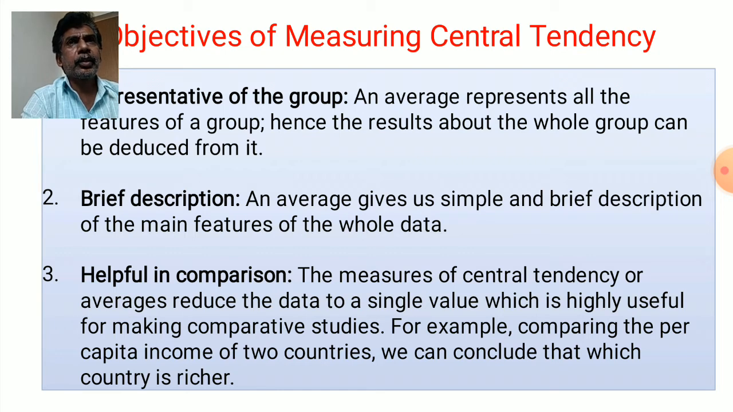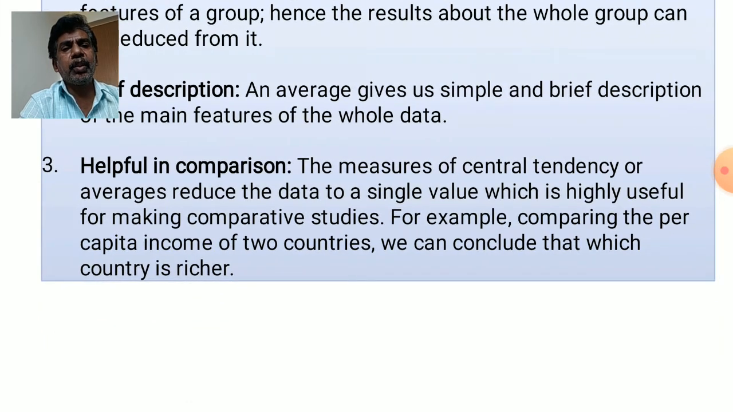Because instead of stating the marks of each and every subject in second PU or in first semester of the BCom, we can say the average percentage of marks, say 75%, 80%, 90%. That percentage shows the entire result of that semester. So this is what an average gives us: a simple and brief description, and it is helpful in comparison.